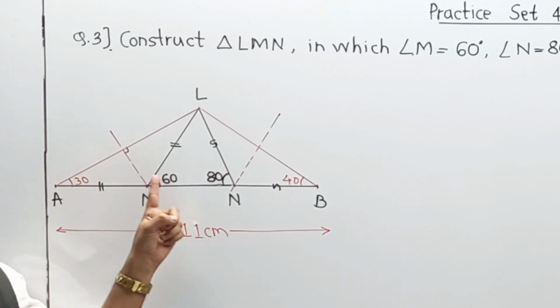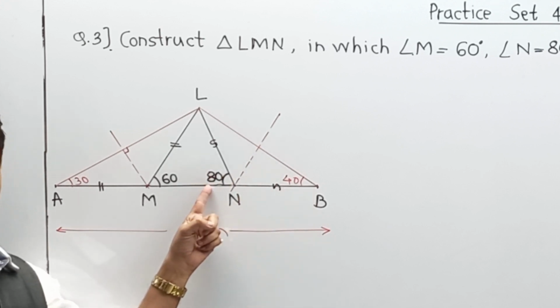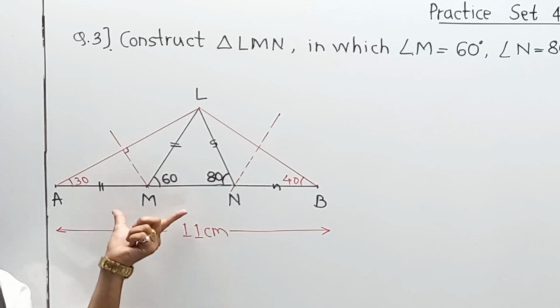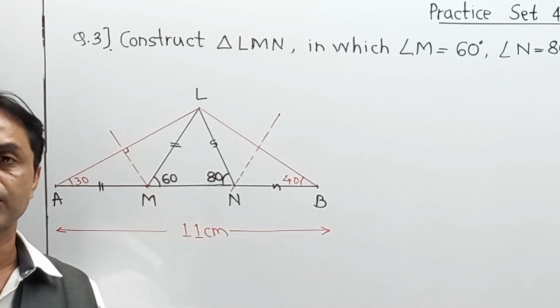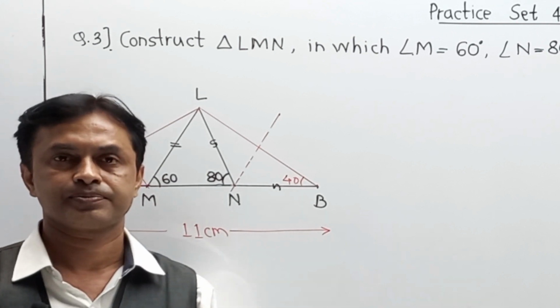Automatically, as it is a 30, this angle will be double, that is 60. And as it is a 40, its double angle is 80. And in this way your triangle LMN gets completed. No doubt it is a rough diagram. We are going to observe the main diagram over here. So during drawing, please take precautions. Please pay attention to your main diagram.